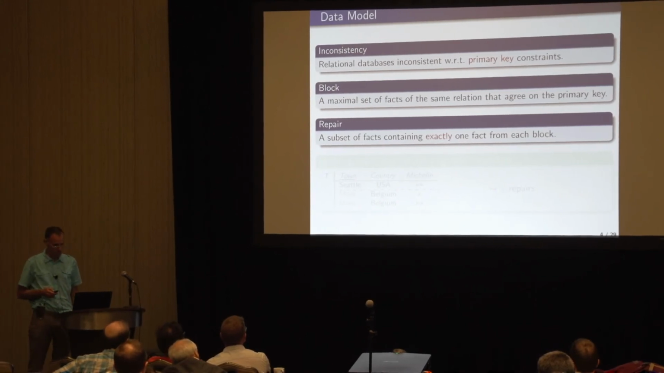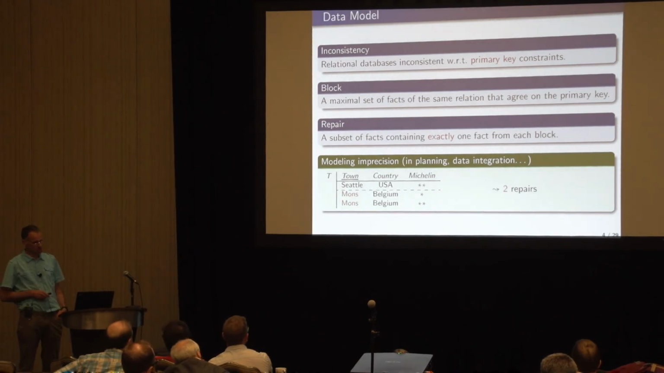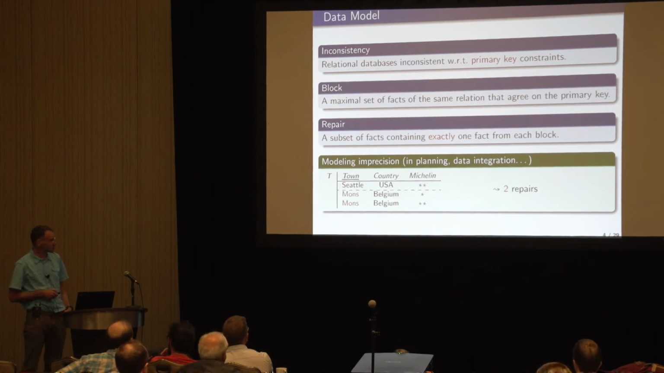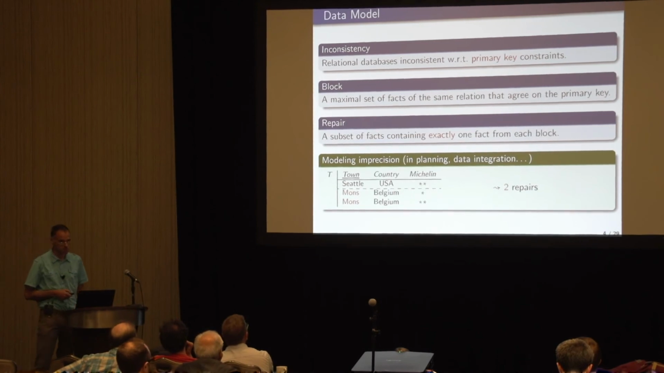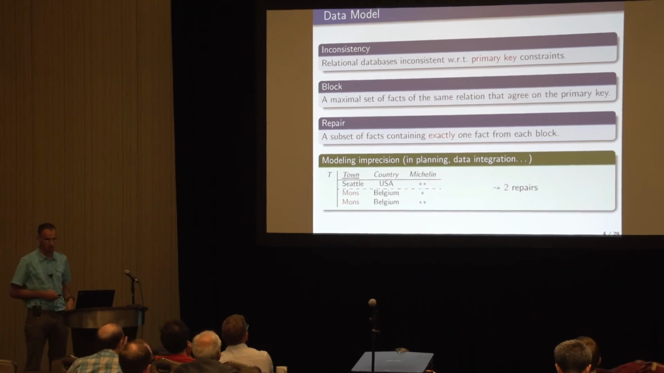As an example, suppose you have a relation with the town, the country, and the Michelin rating. Here you have two blocks because there's uncertainty about the number of Michelin stars of Mons. It can be 1 star or 2 stars. And so in this case, I have 2 repairs because there's one block with 2 tuples. So that's the data model we are considering.